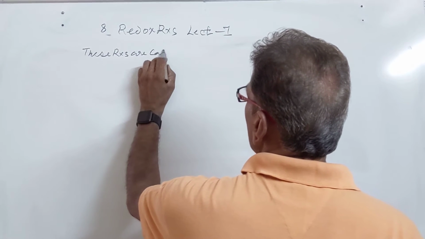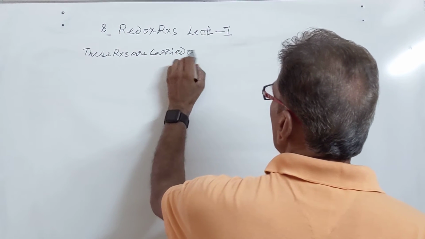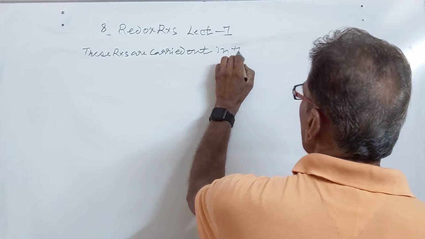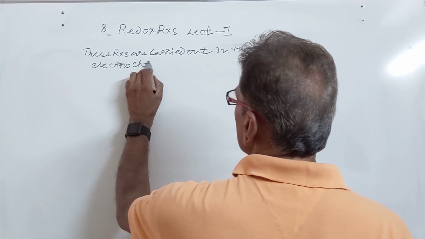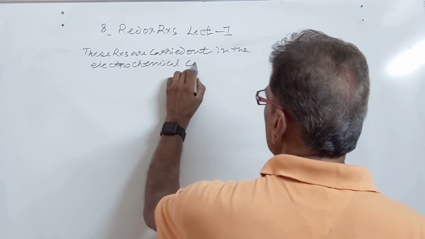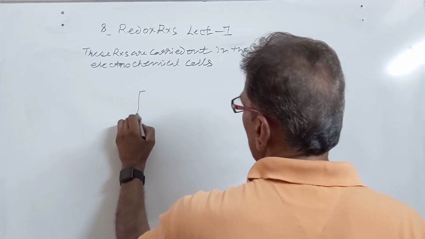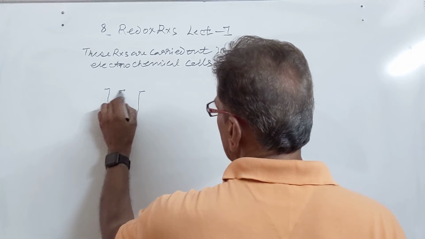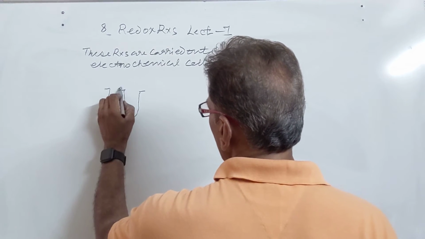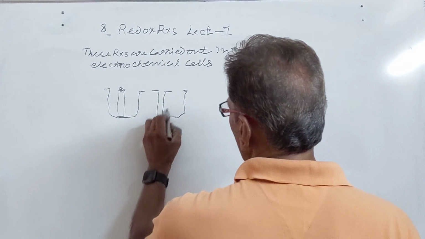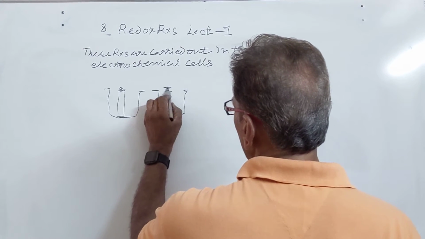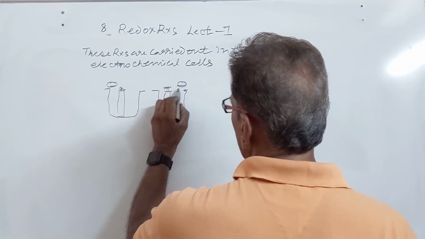These reactions are carried out in the electrochemical cell. Electrochemical cells are the devices which convert chemical energy of the electrolyte into electrical energy.